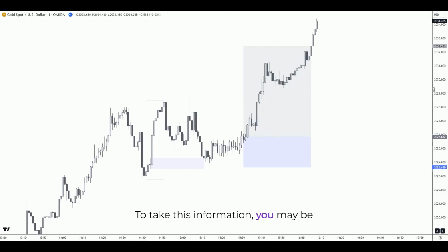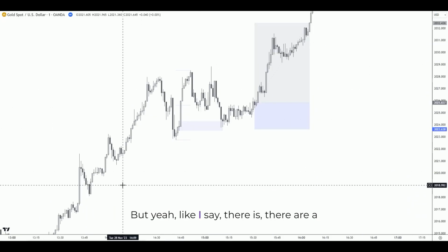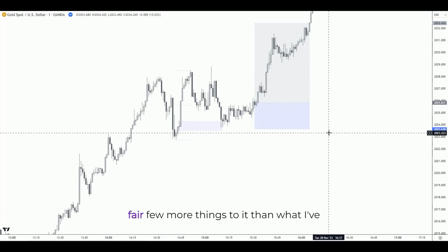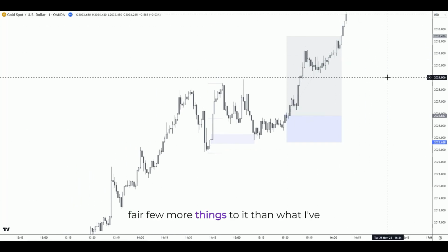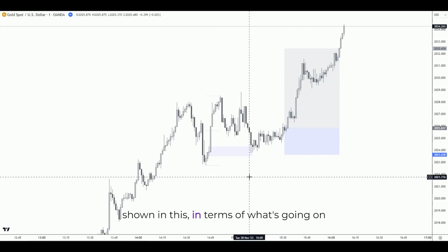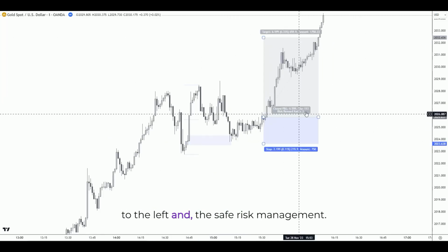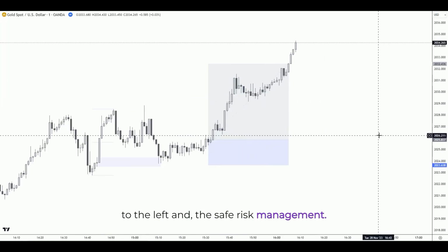Take this information, you may be able to make something out of it as it is. But like I say, there are a fair few more things to it than what I've shown in this, in terms of what's going on to the left and the safe risk management.